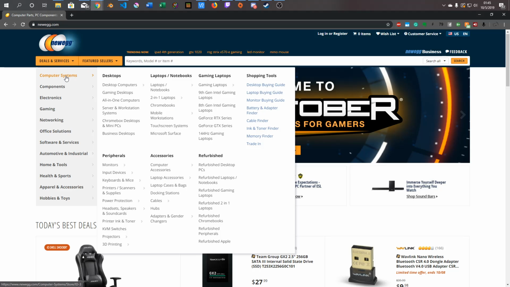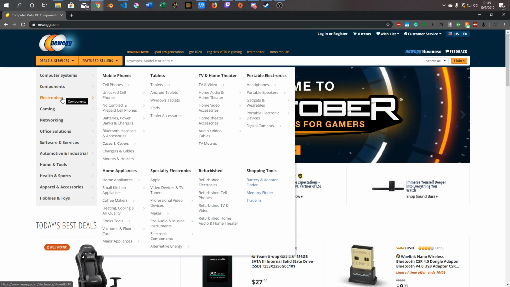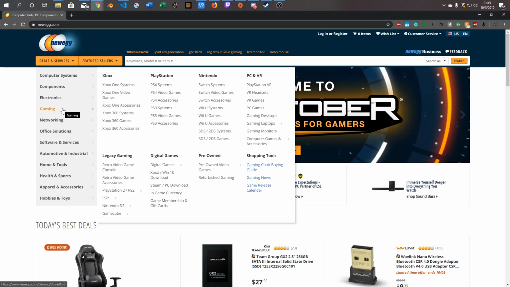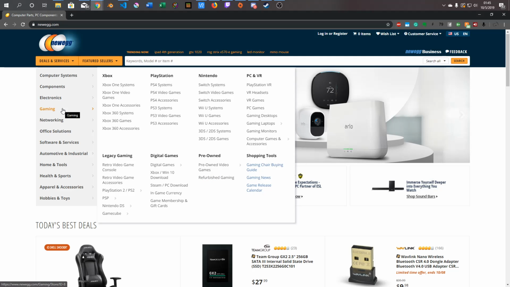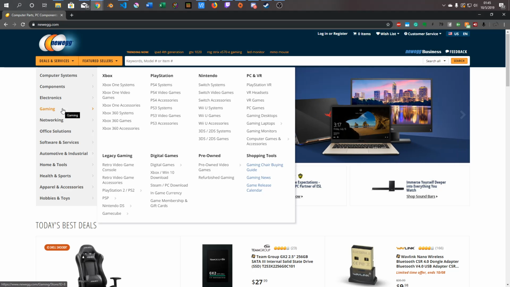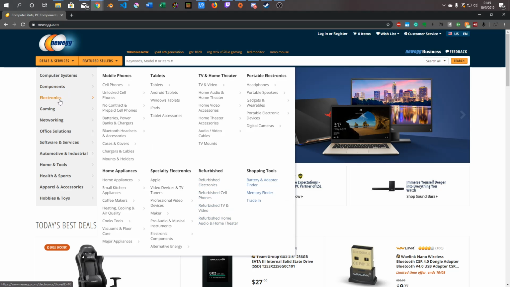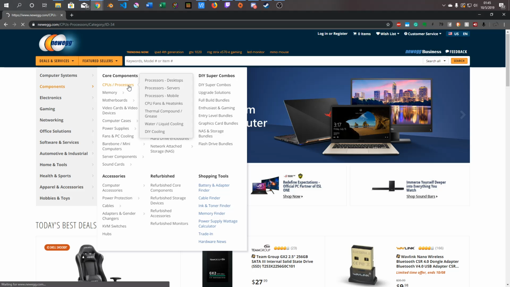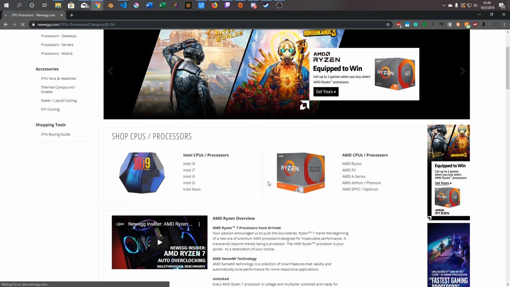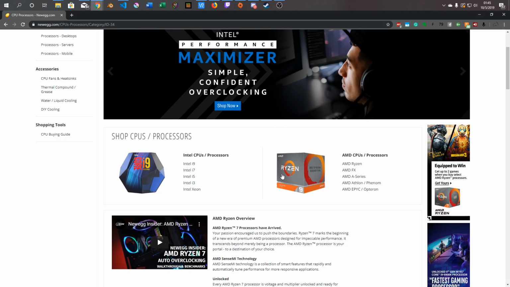So I'm going to go to... I'm not paid by Newegg, by the way. I just know that Newegg has what I need in terms of what I'm looking for. Components, CPUs, and processors. Okay. So, first choice is whether you want to go rich or cheap. That's pretty much what the difference between these two are.